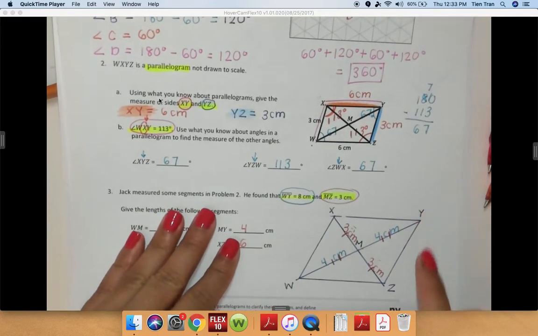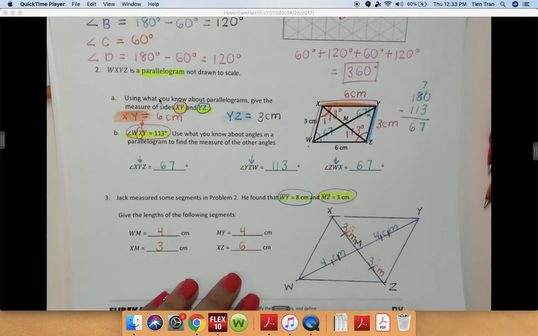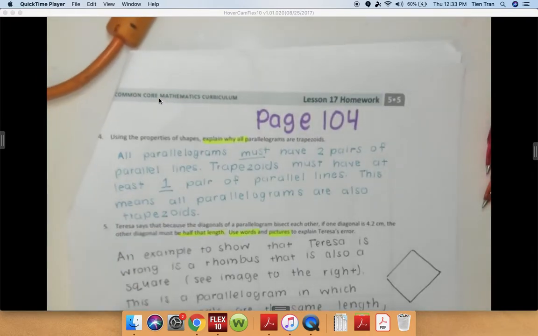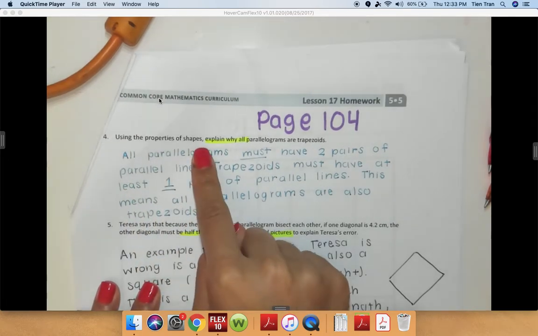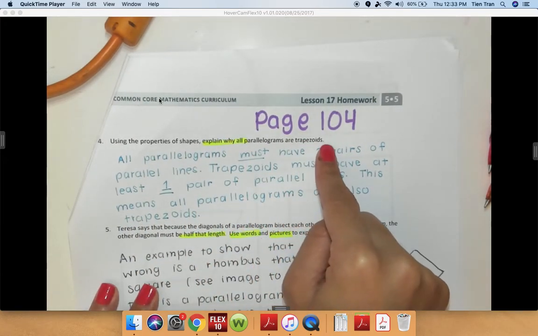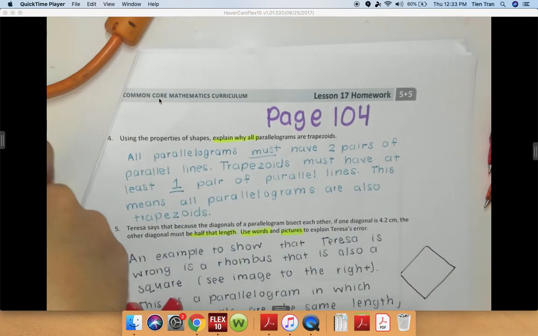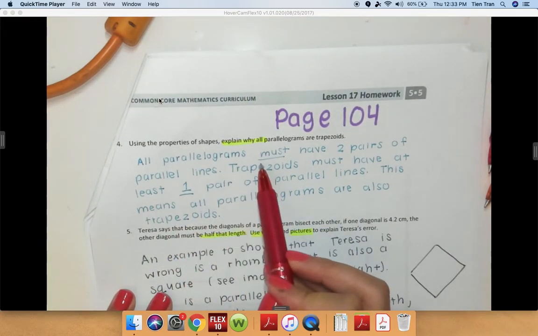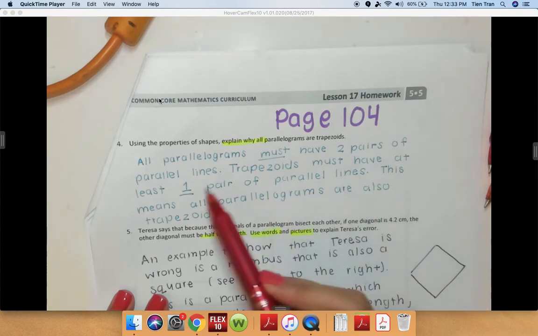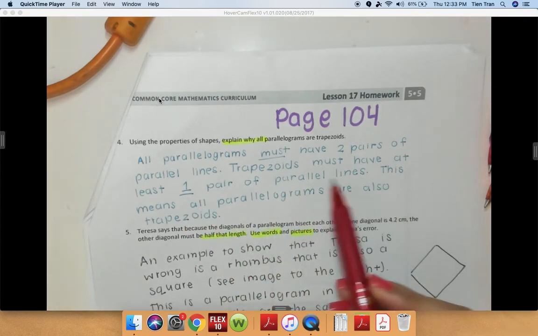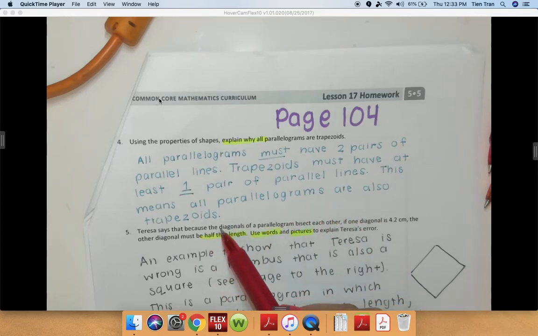Okay, now I am going to turn the page. I drew this diagram so that you guys can see it better. I think it would be a good idea to draw it out. We're on page 104, and for page 104, they kind of want to give you an explanation of how to solve for things. Number 4 says, using the properties of shapes, explain why all parallelograms are trapezoids. So I'm explaining here by using sentences. All parallelograms must have 2 pairs of parallel lines. That's true. Trapezoids must have at least 1 pair of parallel sides. This means all parallelograms are also trapezoids.